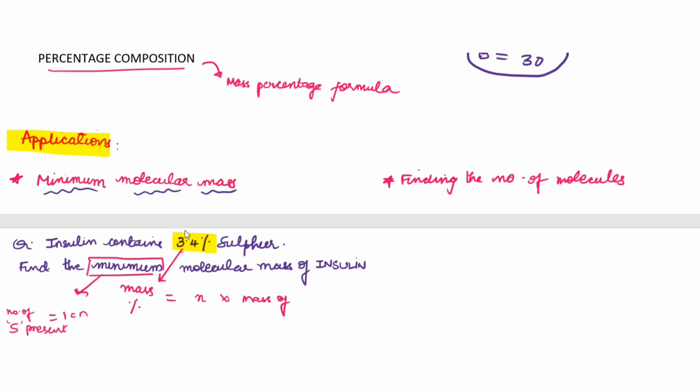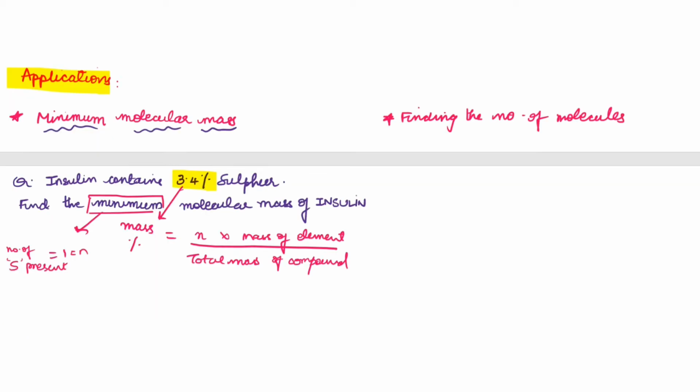So n into mass of element by total mass of compound into 100 is the general formula of mass percentage, because the numerator is not the gram atomic mass of the element, it is the total mass of the element present in that compound. So keep that in your mind. So we can substitute n as 1, and the mass percentage is given as 3.4, so 3.4 is equal to 1 into 32. Molecular mass of sulfur is 32, remember, by x, because we have to find the minimum molecular mass of insulin. So we have to find the total mass of the compound insulin. So x is the variable.